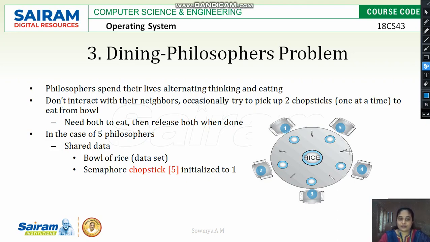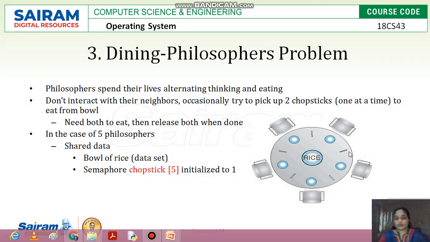The work of philosophers is to eat or to think. So the problem is very clear. To eat with the chopsticks, each person needs 2 chopsticks, but we have only 1 chopstick for each person if all 5 start eating. To solve this problem, we should consider how this is related to your operating system: consider the rice as a data set and the chopsticks as semaphores, which will first be initialized to 1.